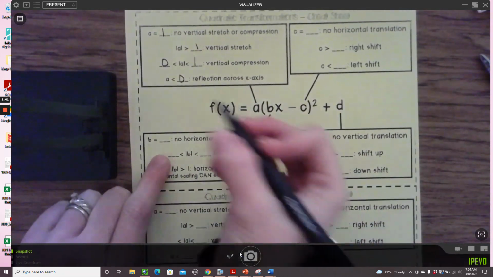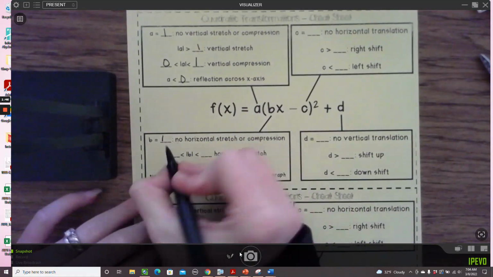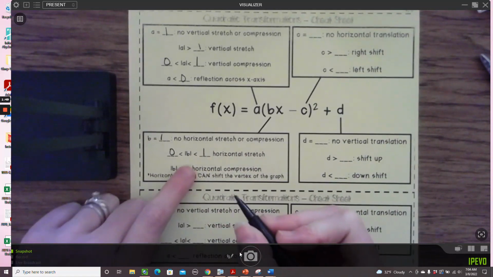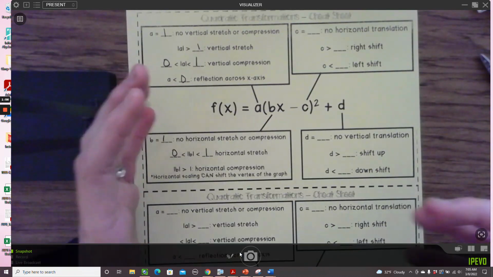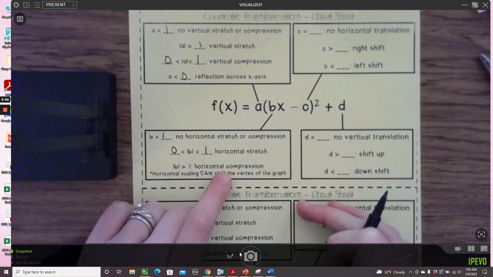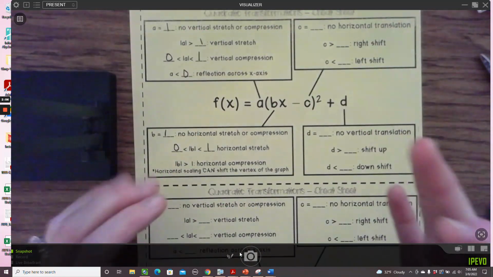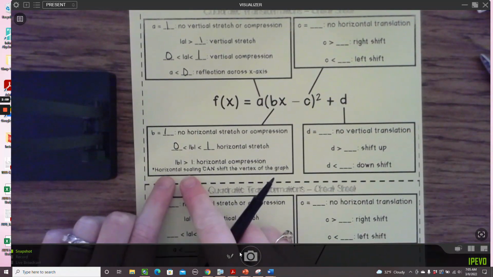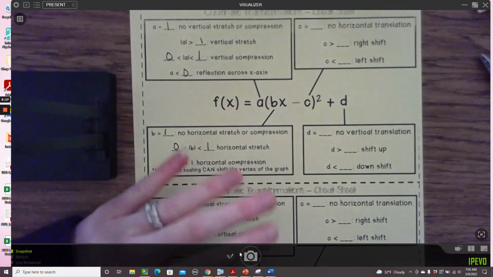So if B equals 1, so there's no value there in front of the x, there's no horizontal stretch or compression. If B is in between 0 and 1, again, absolute value, not looking at the sign, that's a horizontal stretch. So it's going to take that parabola and stretch it away from that y-axis. And if B is greater than 1, that's a horizontal compression, so it's going to push that parabola closer to the y-axis. So horizontal scaling can shift the vertex. This is one that'll change the vertex, but we don't deal with those a lot in algebra.